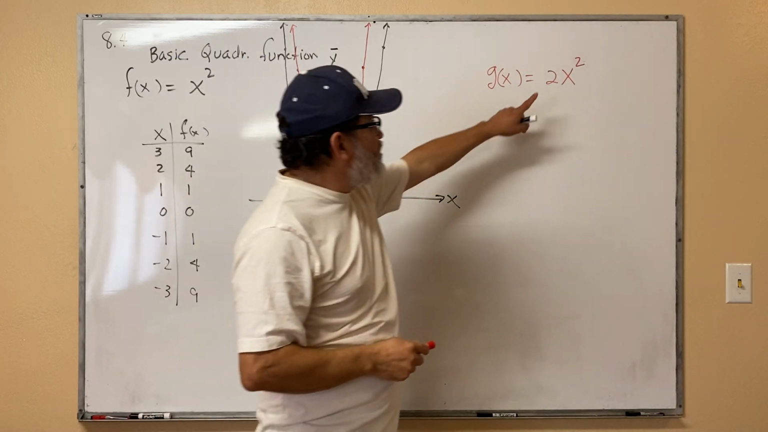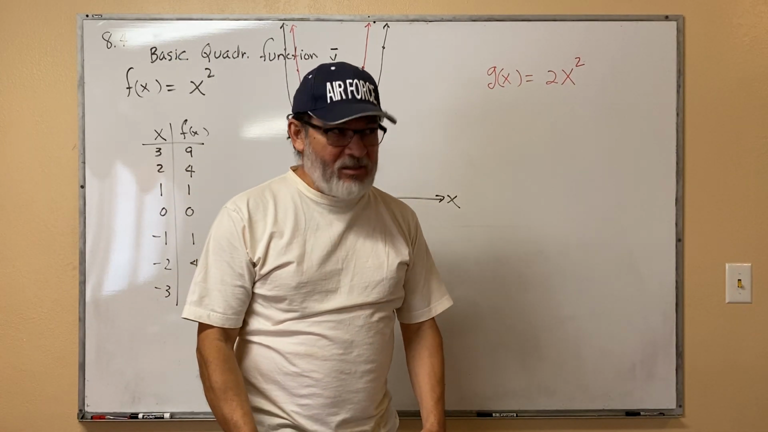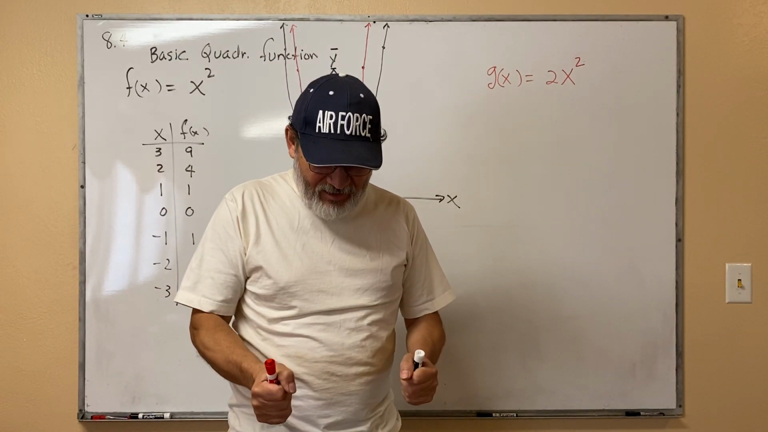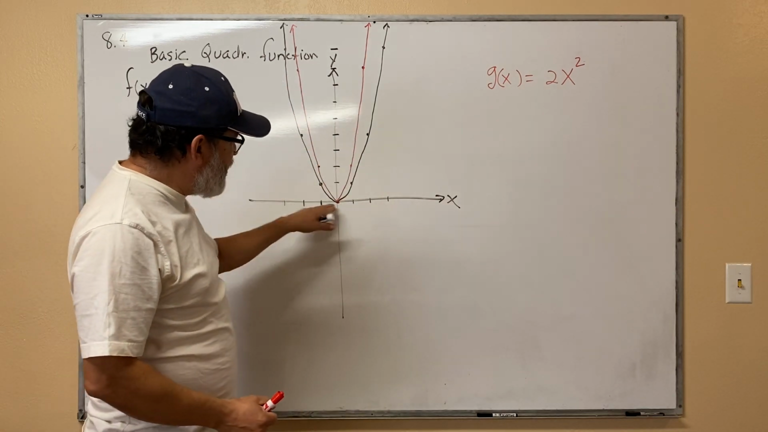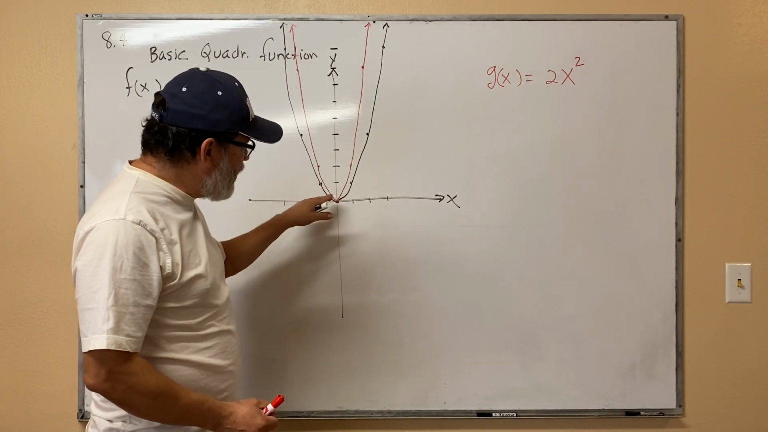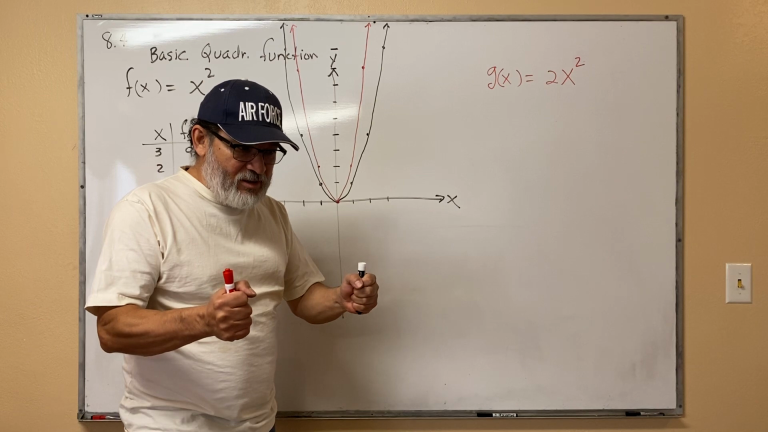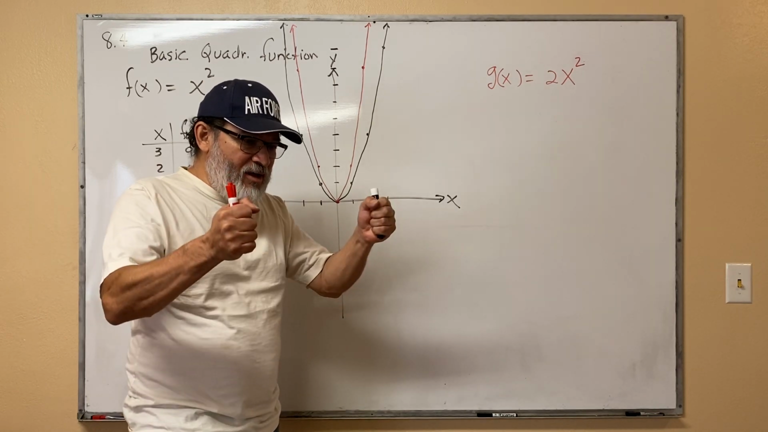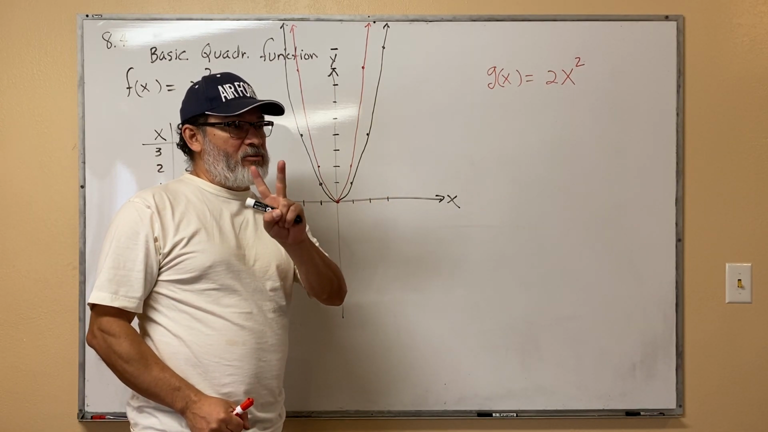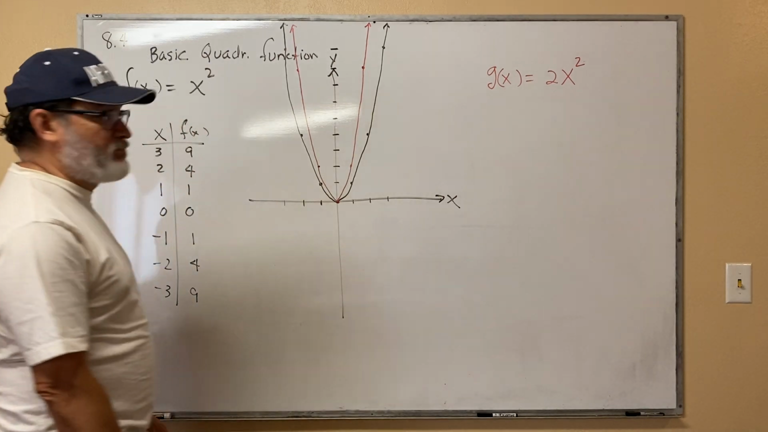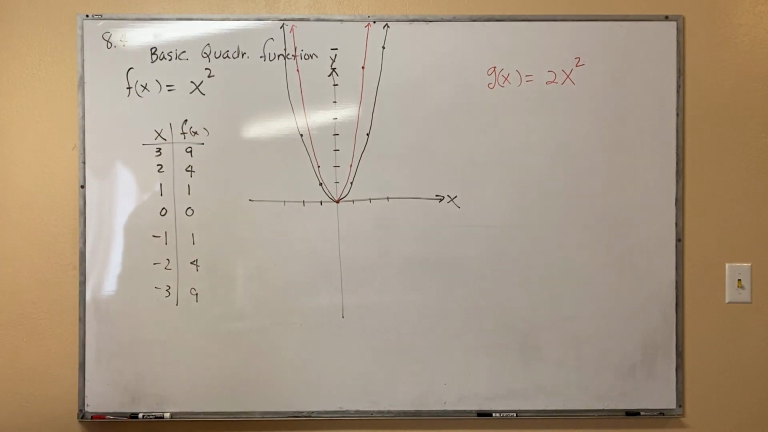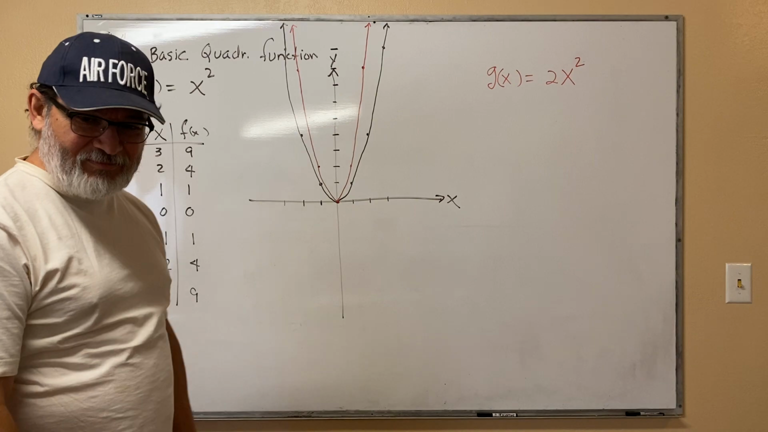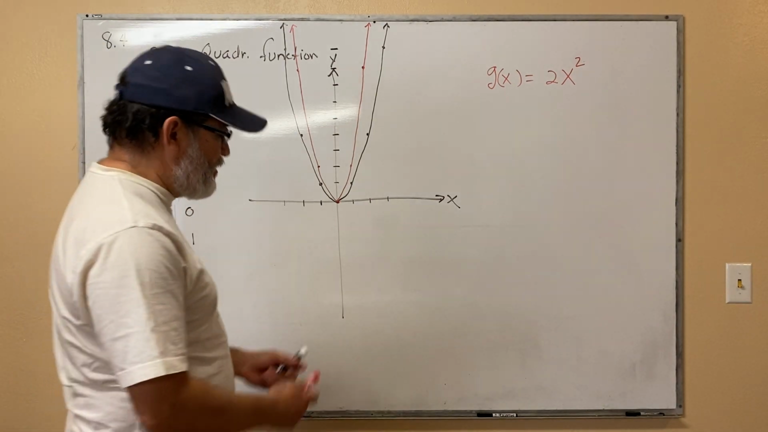See? So these two just stretched the basic parabola, the dark one, stretched vertically by a multiple of 2. Okay? That's what that 2 did. Okay? Let's do another one.